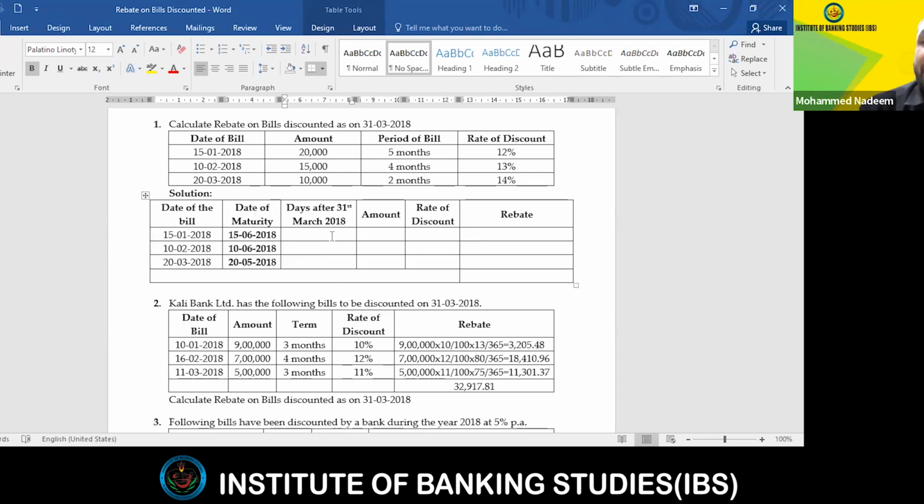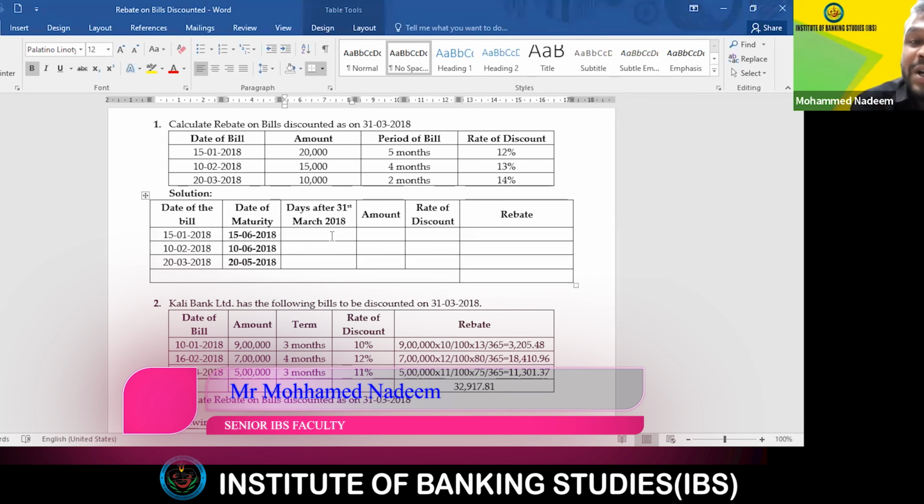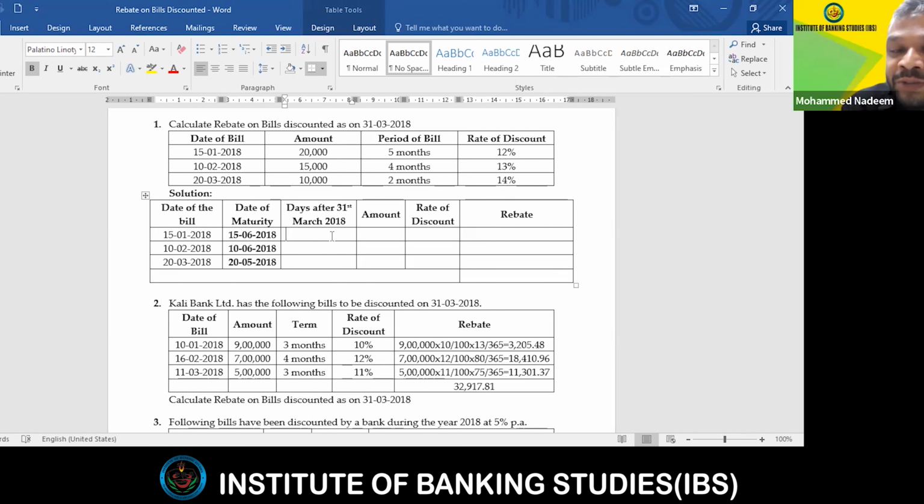Now, he was asking how to calculate the days and how the calculation of days will take place. Leave up to 31st March, as you're closing the books of account. After 31st March, calculate how many days are coming. After March, which month will come? April. How many days? 30 days. Plus May, 31 days. June, only 15 will be taken, because in June it is taking 15 days. So it will be plus 15 days. 76 days.